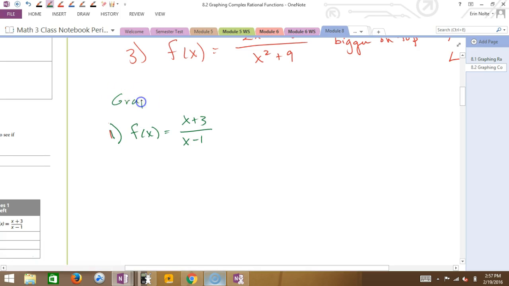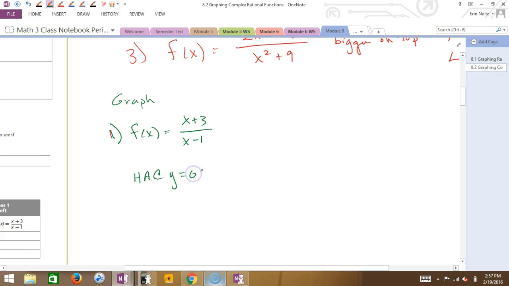Okay, so we know that a rational function has a horizontal asymptote and a vertical asymptote, right? So that's the very first thing that we need to figure out. Okay, so since we just talked about horizontal asymptotes, let's figure out where the horizontal asymptote is. So which case is this? Is this bigger on the top, bigger on the bottom, or same? Same. So if it's the same, what's my horizontal asymptote? 1. Very good. Everybody okay with that?